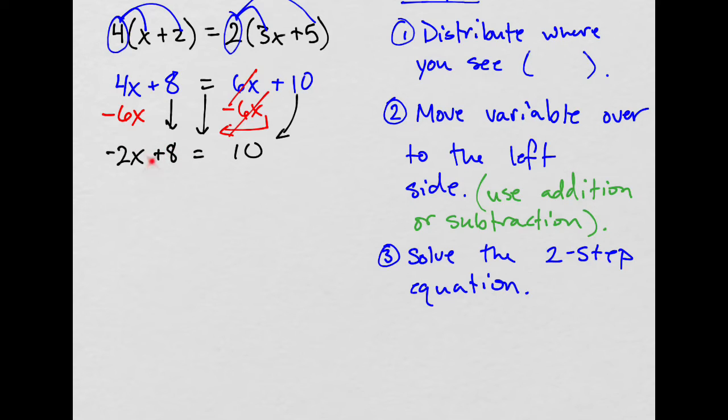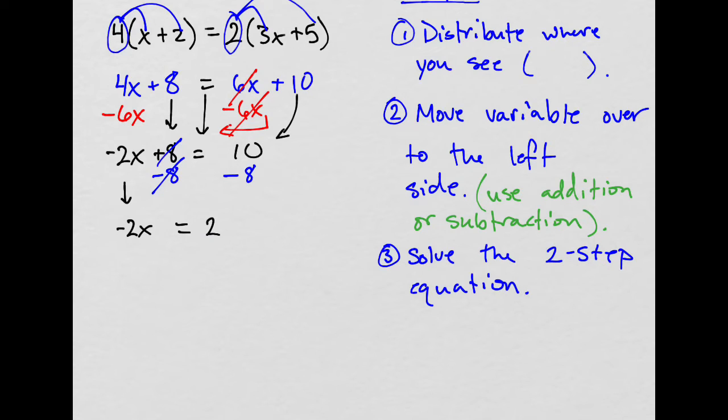And that would be the 8 here. And just like I did by using addition or subtraction to move a variable over, that's what I'm doing with this number. So I have to do the opposite. So I would subtract 8 from both sides, subtract 8. That goes away, and I'm left with just a negative 2x equals, and then 10 minus 8, that's just regular 2.